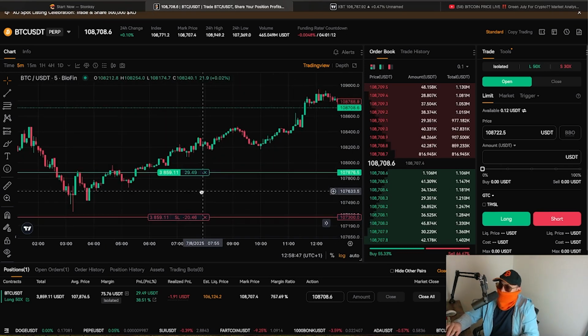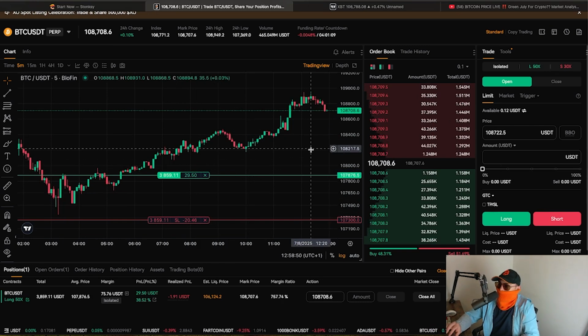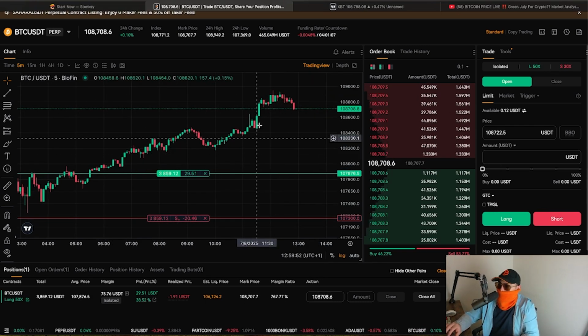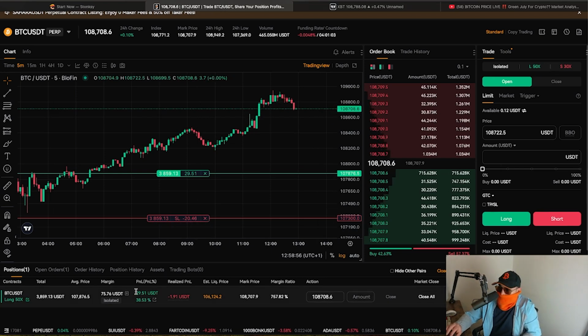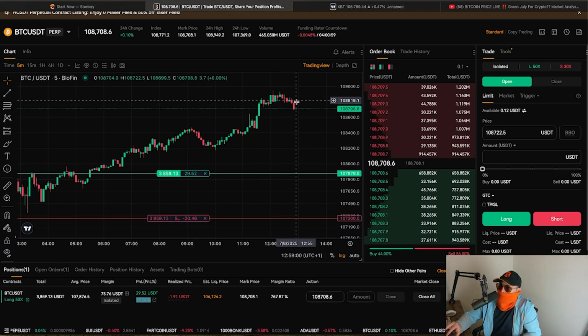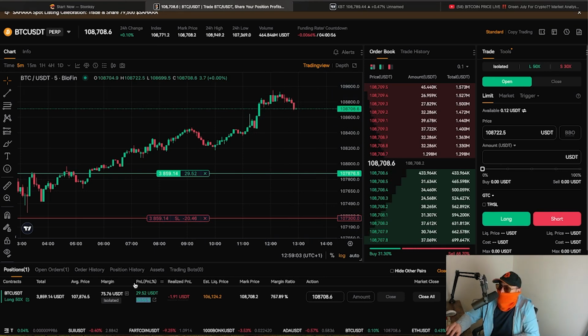That is the main thing. And of course, we have been treated to a very nice recovery pump on Bitcoin. Currently, at the time of recording, 108,708. We are 38.5% up. Obviously, it has been a little bit higher and come down in the last 20 minutes or so. But currently, 38.55% P&L.